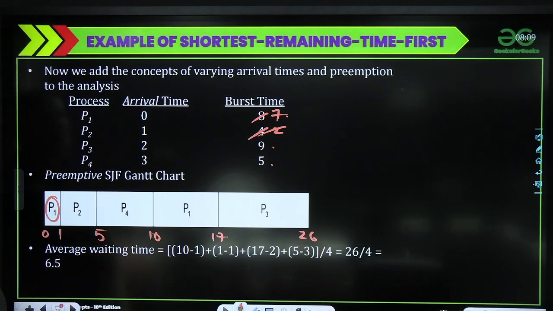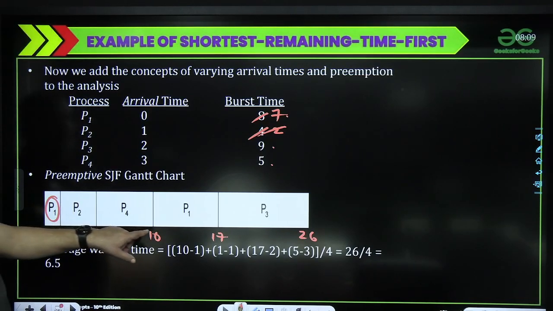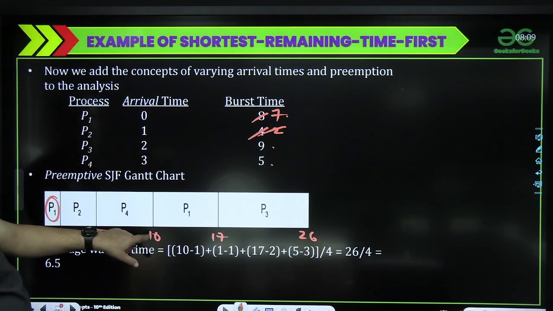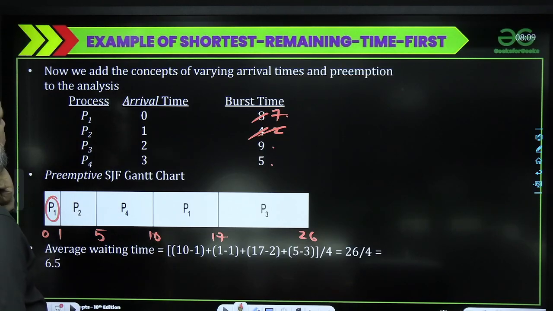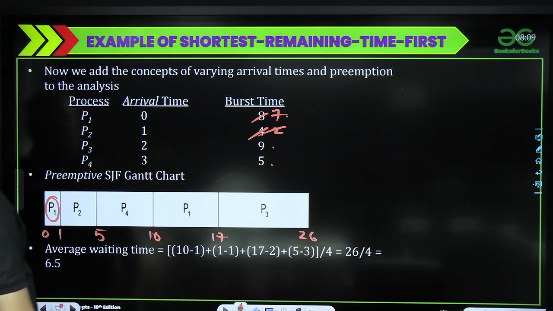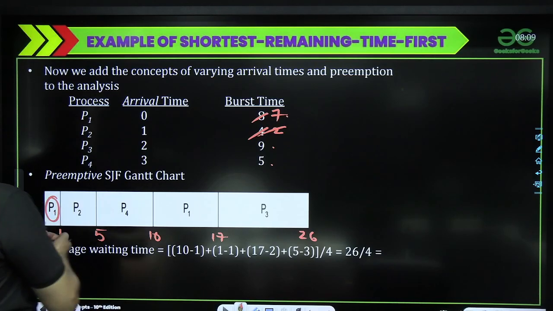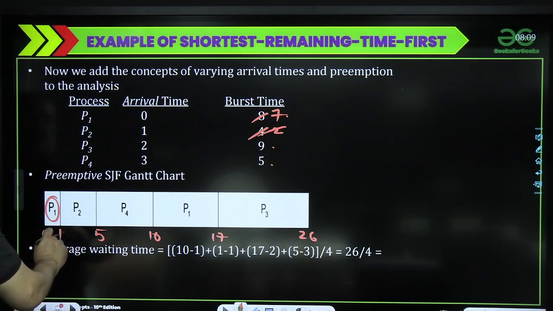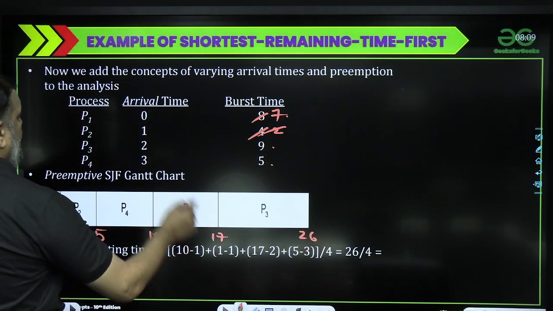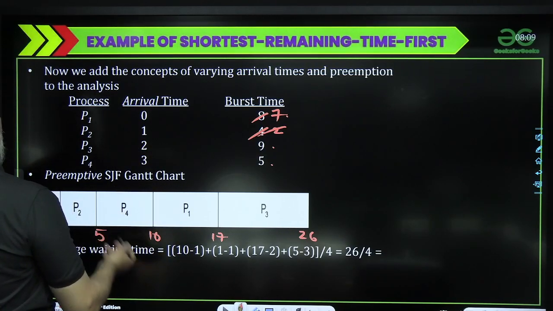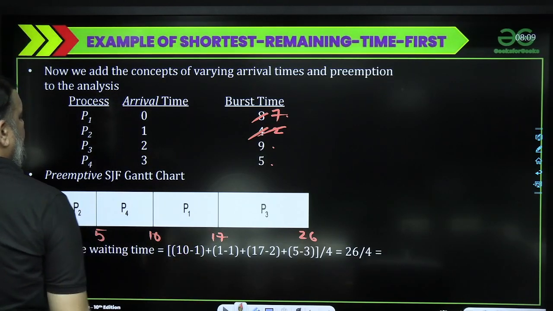So if you compute the average waiting time, P1 came at time 0 and got scheduled only at time 10. P1 has run initially for 1, so from 1 to 10 it has waited. Therefore the waiting time is 9. P2 got scheduled at time 1 and finished. It has not waited anything. So 1 minus 1, 0.